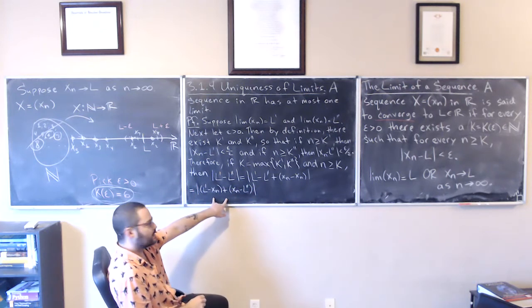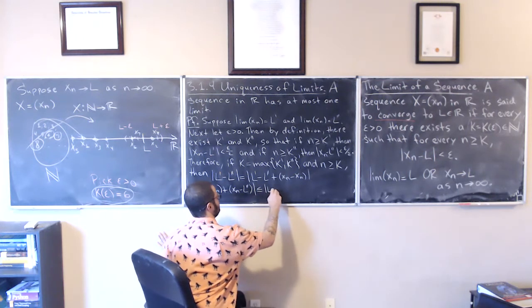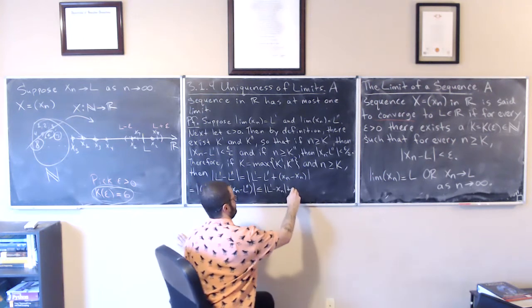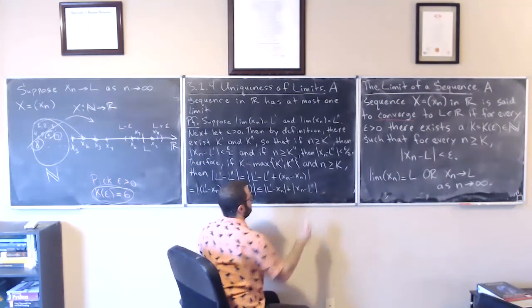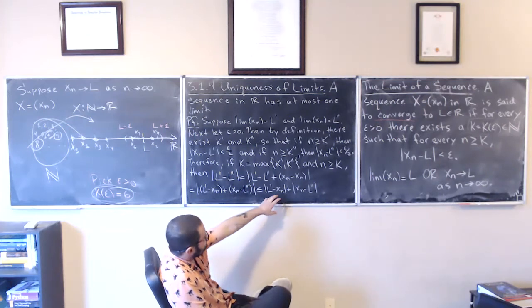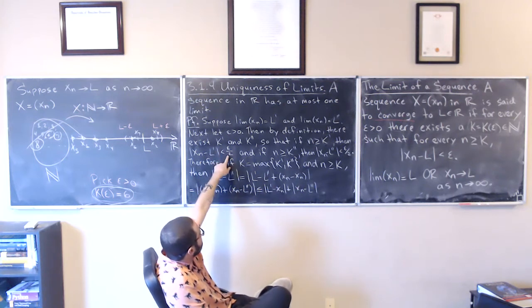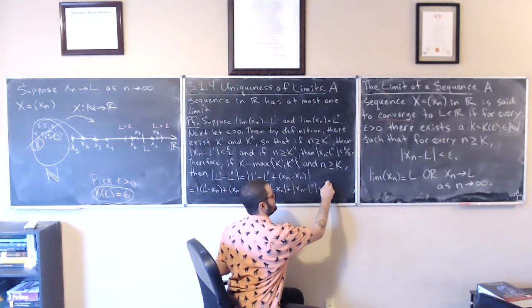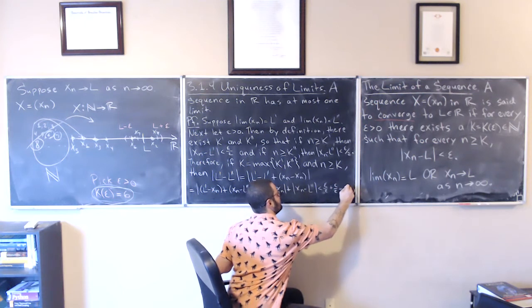But then I can use the triangle inequality here and get that that's at most the absolute value of L prime minus xn plus the absolute value of xn minus L double prime, right? But now, that's just the distance from L prime to xn, which we know is less than epsilon over 2. And that is also less than epsilon over 2. So this is strictly less than epsilon over 2 plus epsilon over 2, which is equal to epsilon.